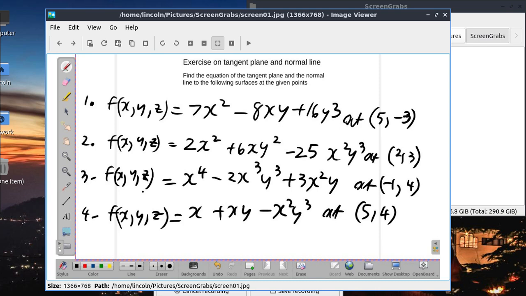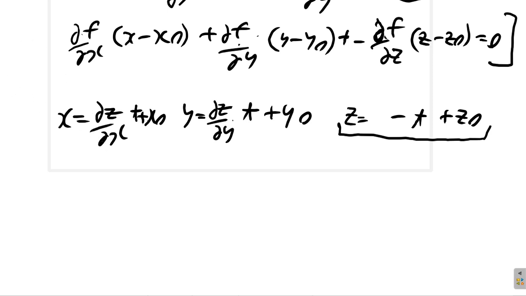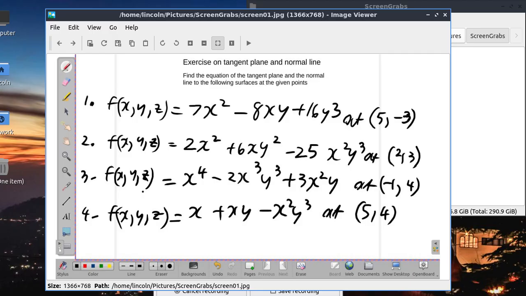Now we have f of x, y, z equals 7x squared minus 8xy plus 16y cubed. And remember that I'm not in the best of health right now, and my voice isn't so well at the moment, but I'll try to make you able to hear me.